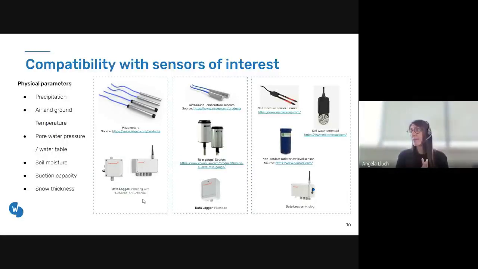Some other parameters that are also commonly tracked in these scenarios are the soil moisture, the soil water potential, and also the snow level, if there is snow. Usually, these sensors are also designed to report an analog output signal, so they should also be connected to an analog data logger.